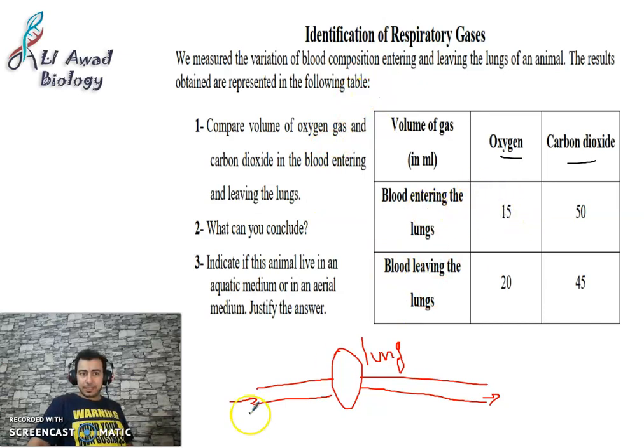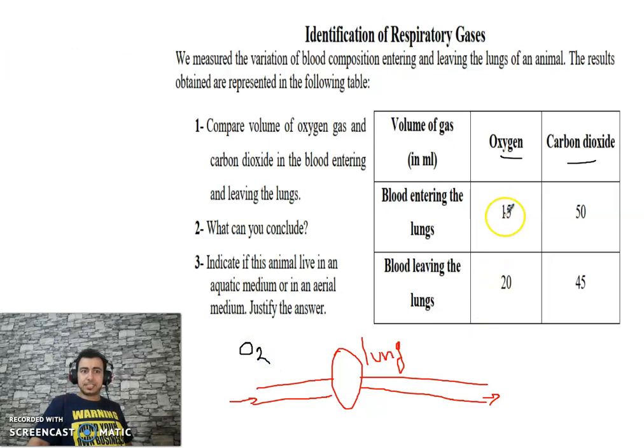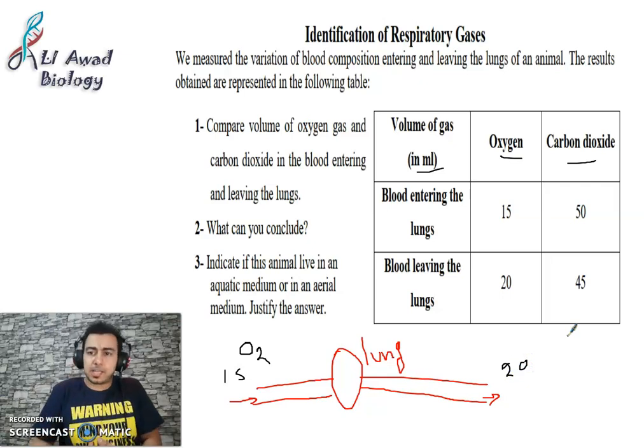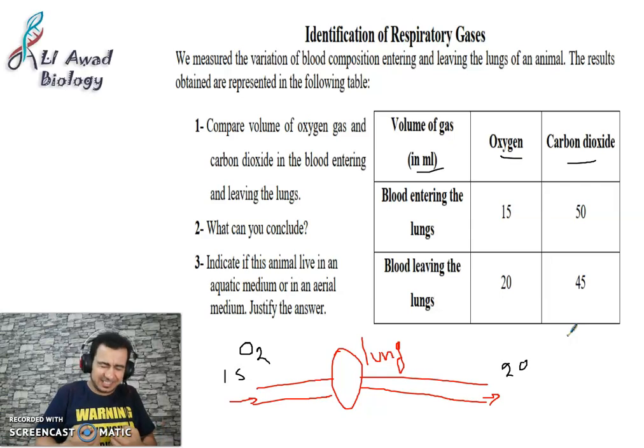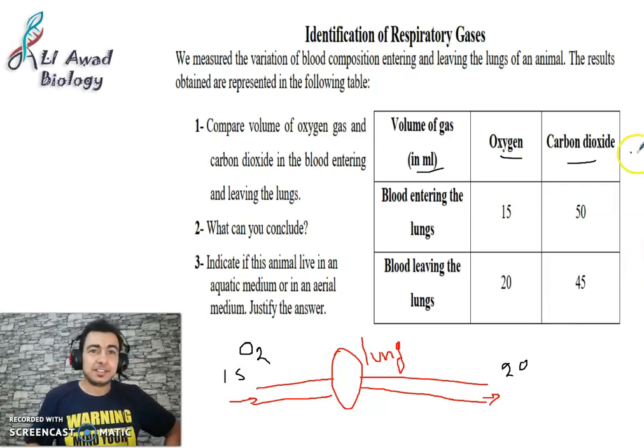الأكسجين بالدم اللي فايت، تعال نبلش بالأكسجين. أكسجين غاز بالدم اللي فايت 15 مليليتر، بالدم اللي ظاهر 20. يعني الدم فات على الرئة معه 15 ملي أكسجين، ظهر معه 20 ملي، يعني it took oxygen. Okay طيب الكربون دايوكسيد، تعال نشوف الكربون دايوكسيد.